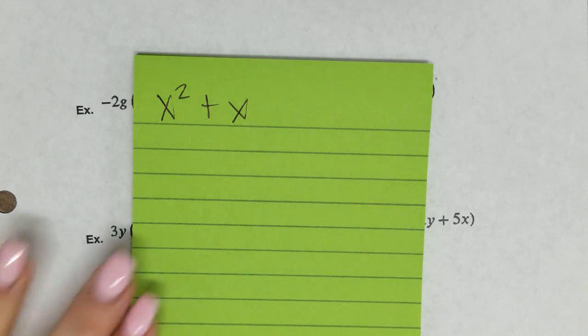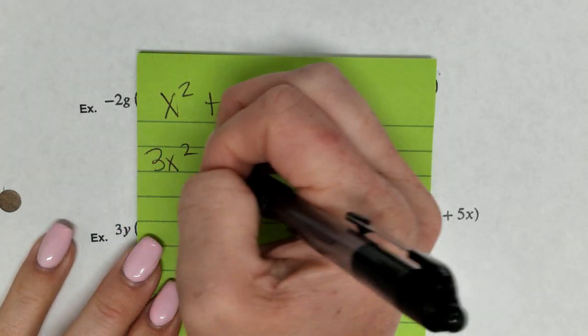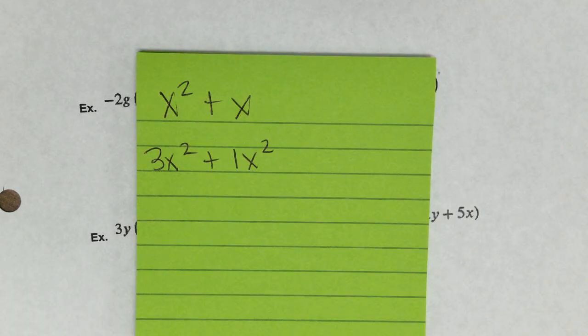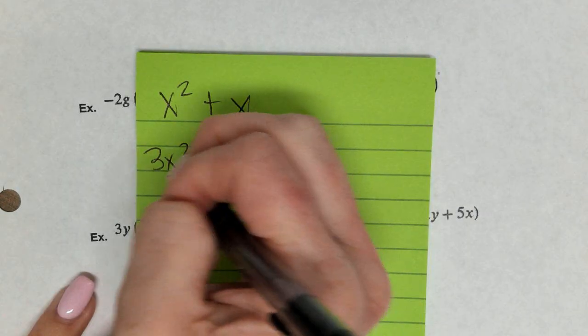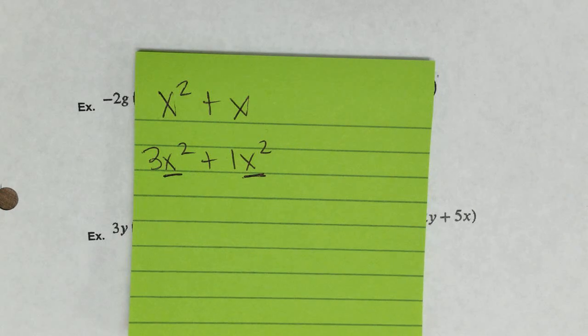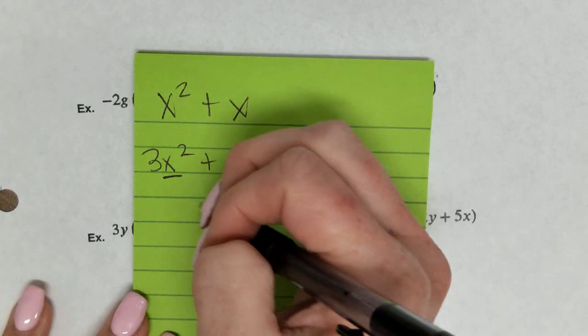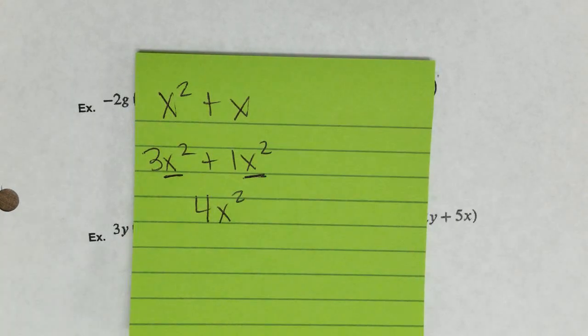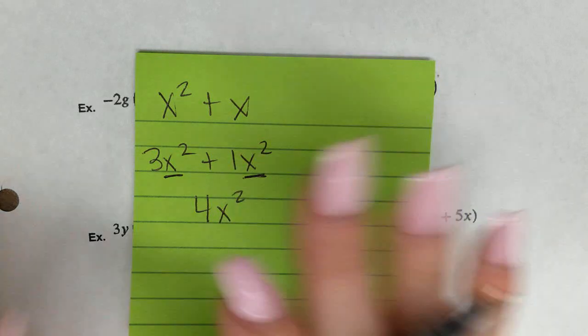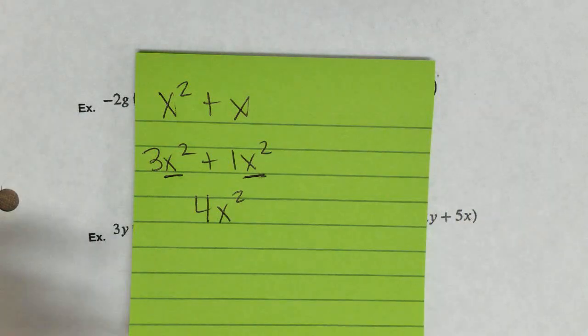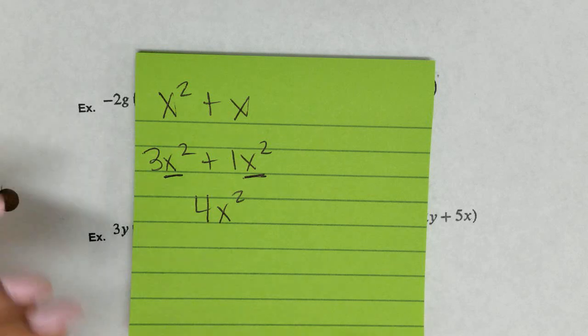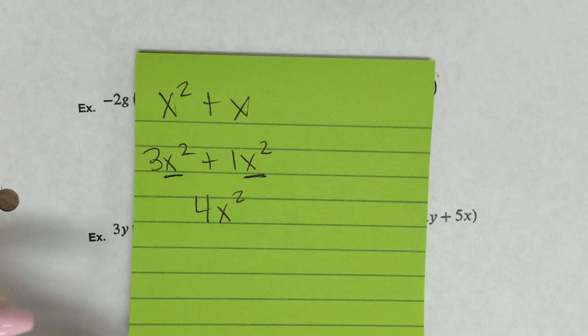Yes? But I could combine 3x squared plus 1x squared, because these have the same value, 3 plus 1 is 4x squared. You can combine those. Does everybody understand? Now, that's what we did yesterday. We combined like terms. Today we are going to multiply a polynomial by a monomial.